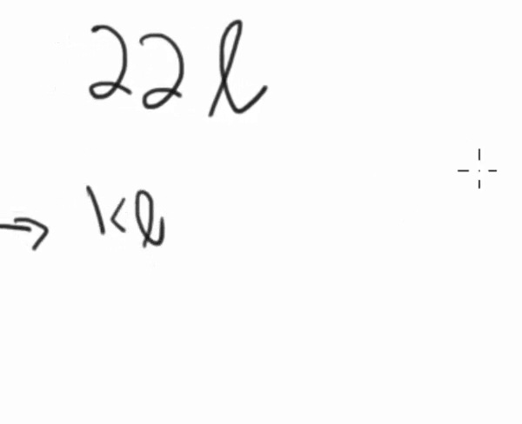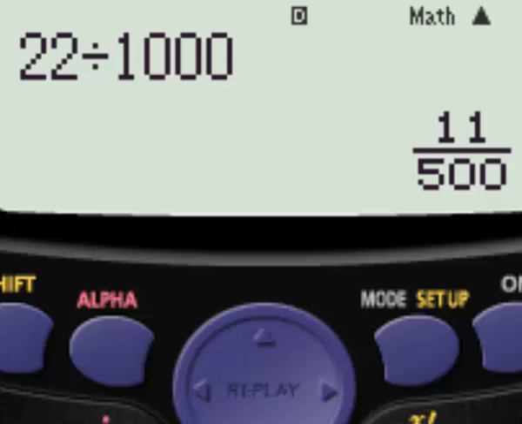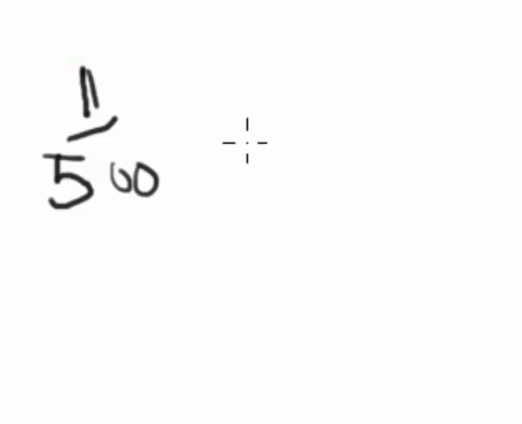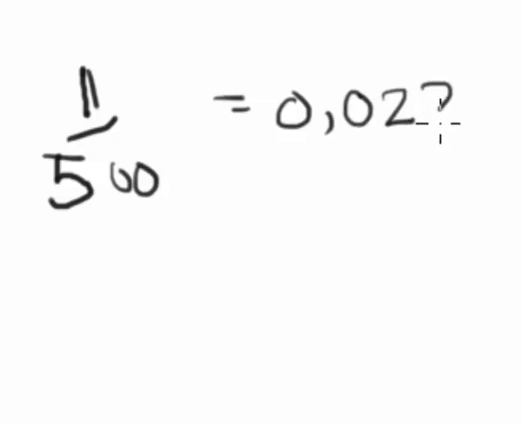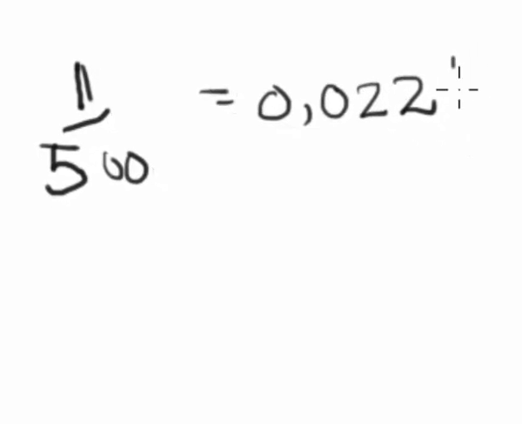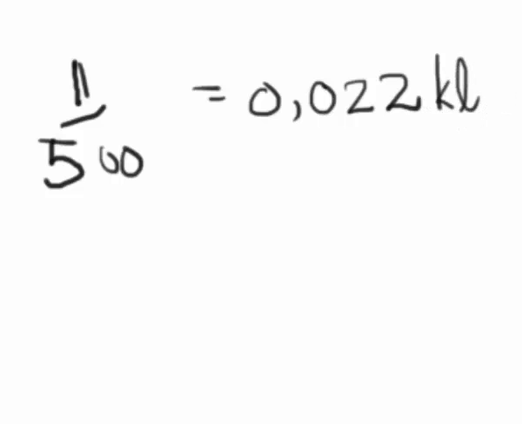Let's convert 22 liters to kiloliters. Going from liters to kiloliters, we are going from a smaller unit to a larger unit, so we are going to have to divide. We take the 22 and divide that by 1,000. On the calculator in fraction form, that gives us 11 over 500. If you want to, you can convert it to a decimal and write it as 0,022. And this, of course, is going to be kiloliters. Please remember, it's very important in Maths Lit to always make sure that you have your units on.